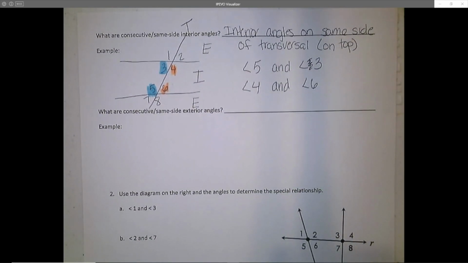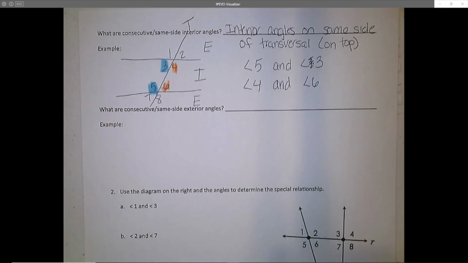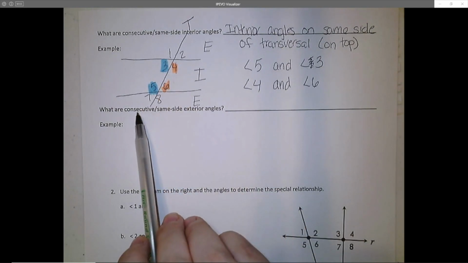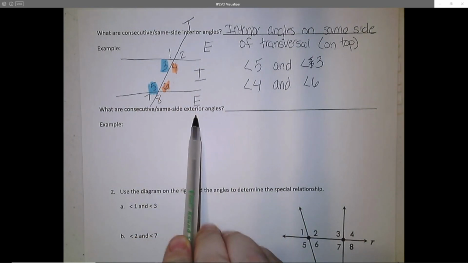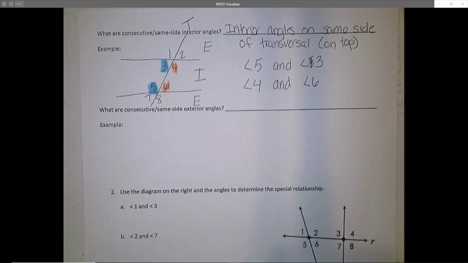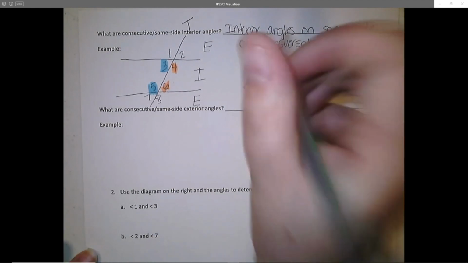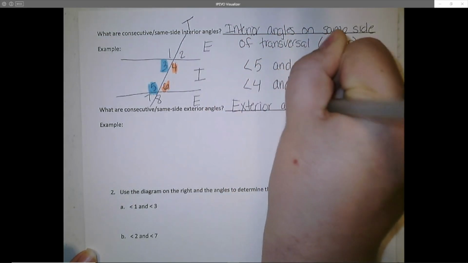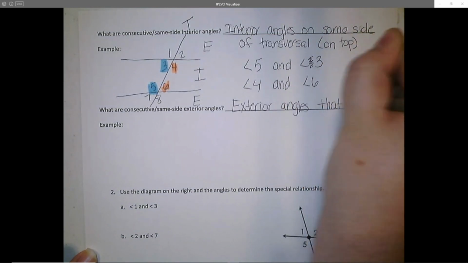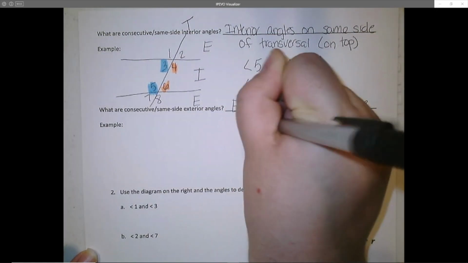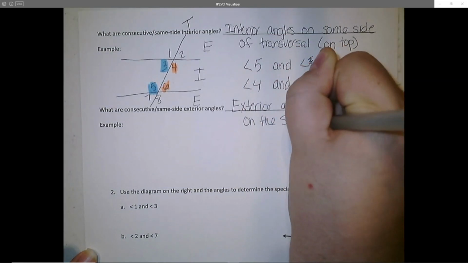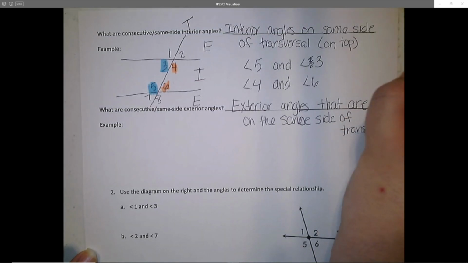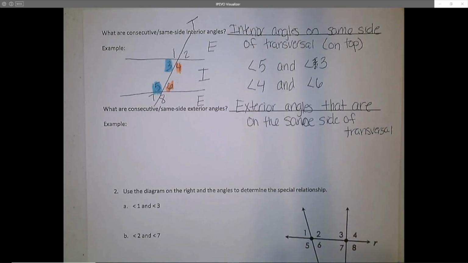Okay, the last one works the same way as what we just talked about: consecutive or same side exterior angles. Notice what I didn't really talk about at the front. Sometimes they're called consecutive exterior angles. Sometimes they're called same side. I'm getting you familiar with both wordings. So these are exterior angles that are on the same side of the transversal. Notice same side is in the definition.